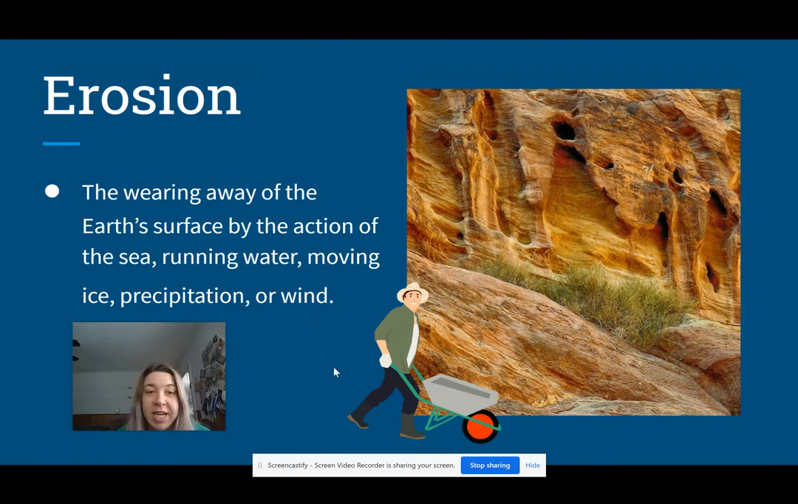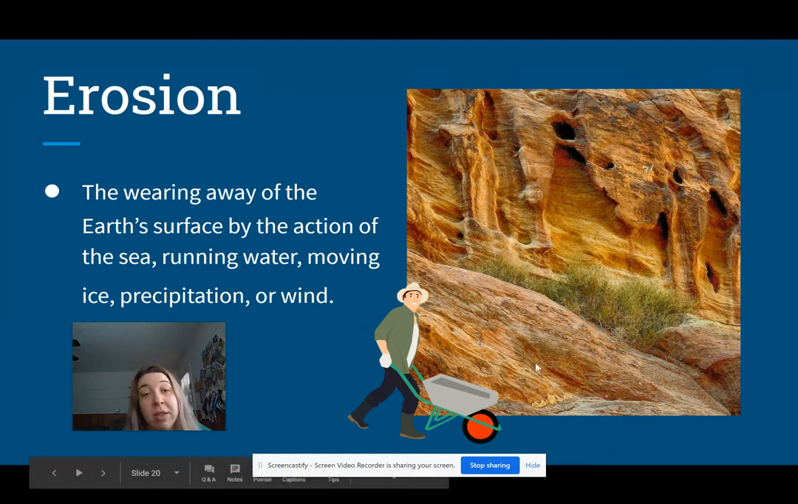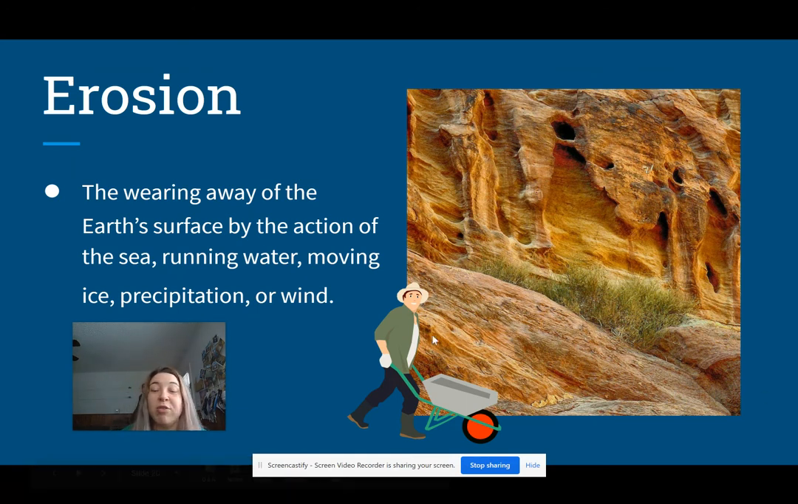All right. The next is erosion. So erosion is just things are moving the rock out, essentially. So that's why I use this lovely man who is showing us that he's moving things out. So he gathered some of those rocks and he moved it away. So erosion is the material moving away.